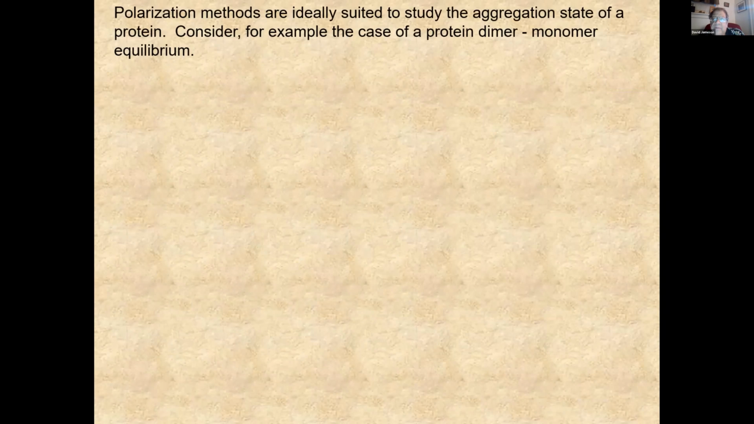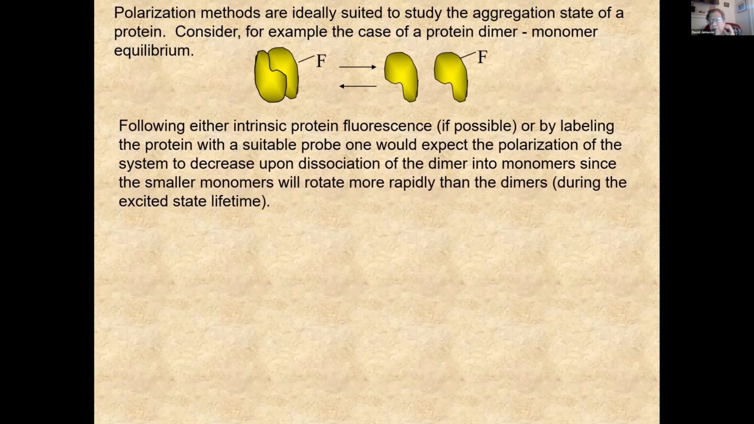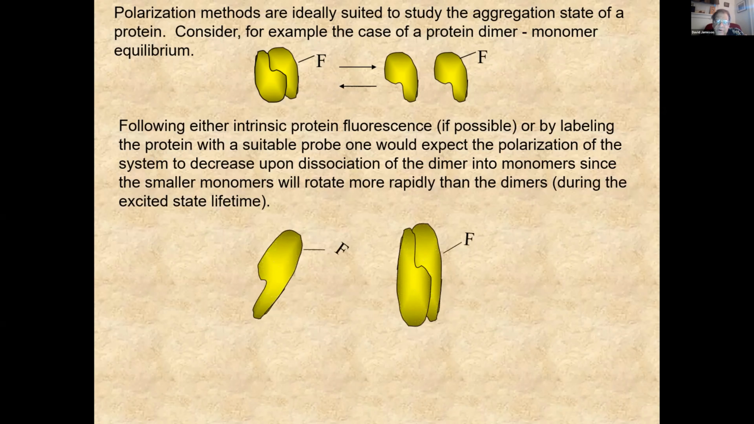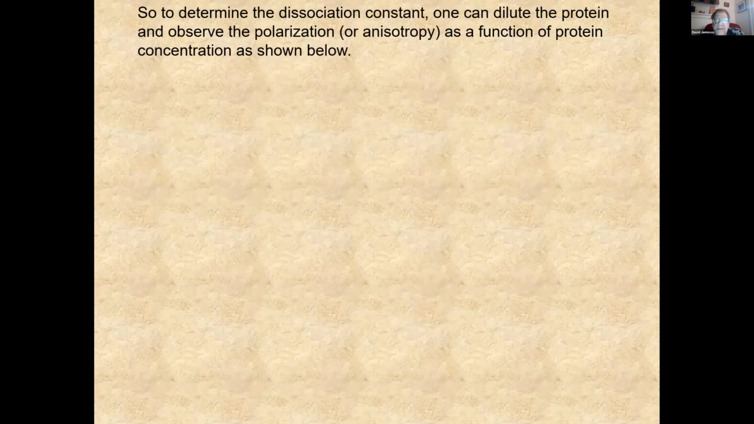It's ideally suited to something like protein dimer and monomer. Here we have a fluorophore-labeled protein that we dilute and it can dissociate to monomers. You may label it with intrinsic protein fluorescence, tryptophan, or you can introduce a label. We'll talk about those in a bit. And then, of course, the monomer would rotate more quickly than the dimer, so you would have a lower polarization.